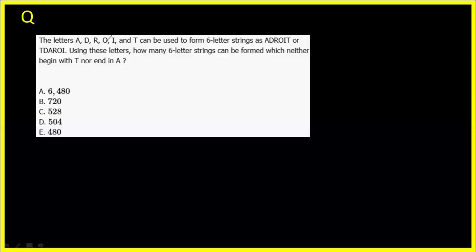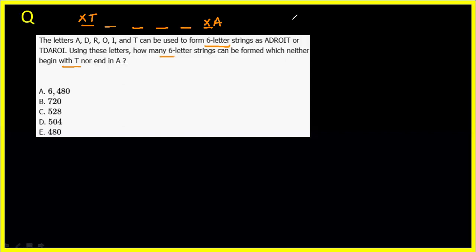Okay, it says that the letters given are A, D, R, O, I, T, a 6 letter string, from which words can be formed. Using these alphabets, how many words can be formed such that they neither have T in the beginning, nor A at the end? There are 6 alphabets given. So T should not be in the beginning, neither A should be at the end.